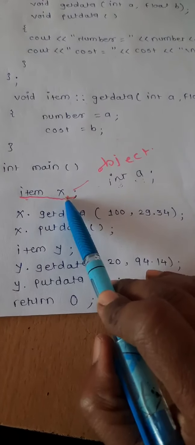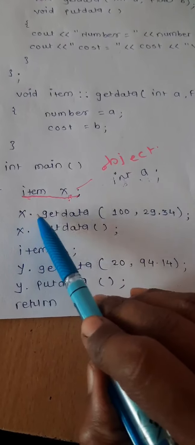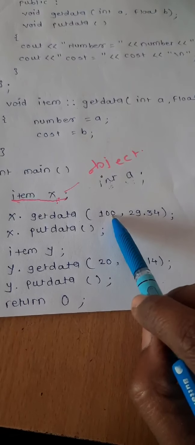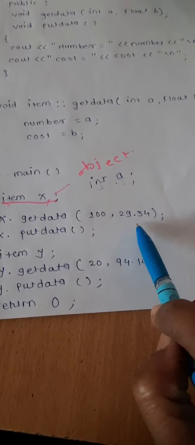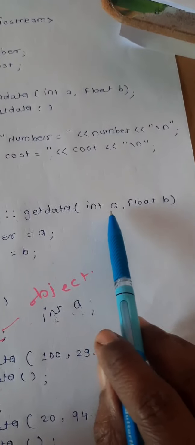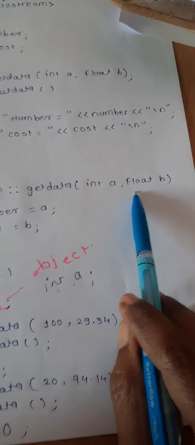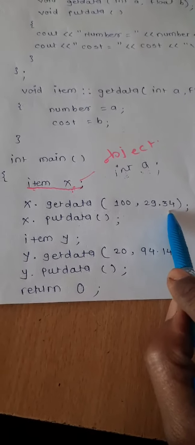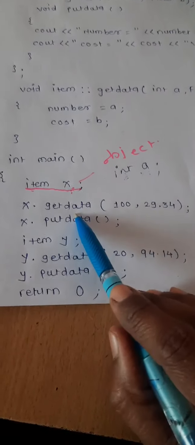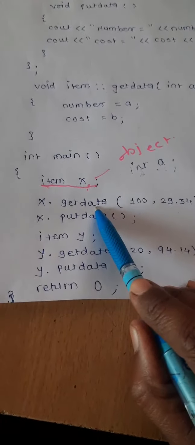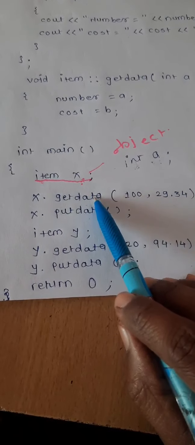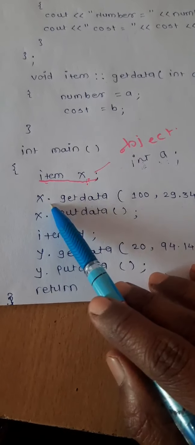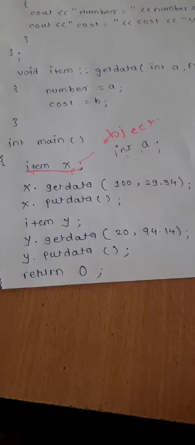So we declare one object here, and by using this object, x dot get data, we give one value as an integer and another value as a float, because in get data a is an integer and b is a float. So the first value is an integer and the second value is a float. As get data is a member of this atom class, to use this member function outside the class, we take the help of this object and the dot operator, and then we can write the function name.